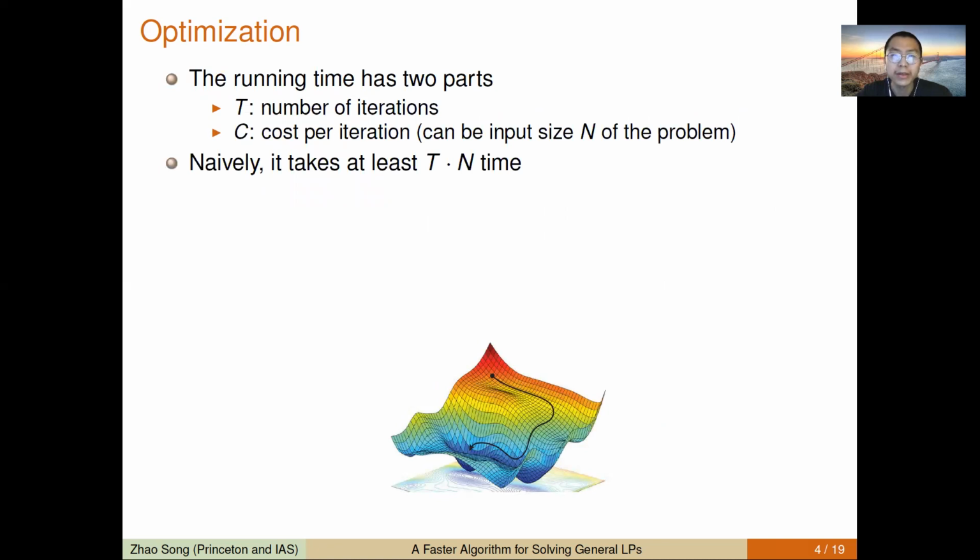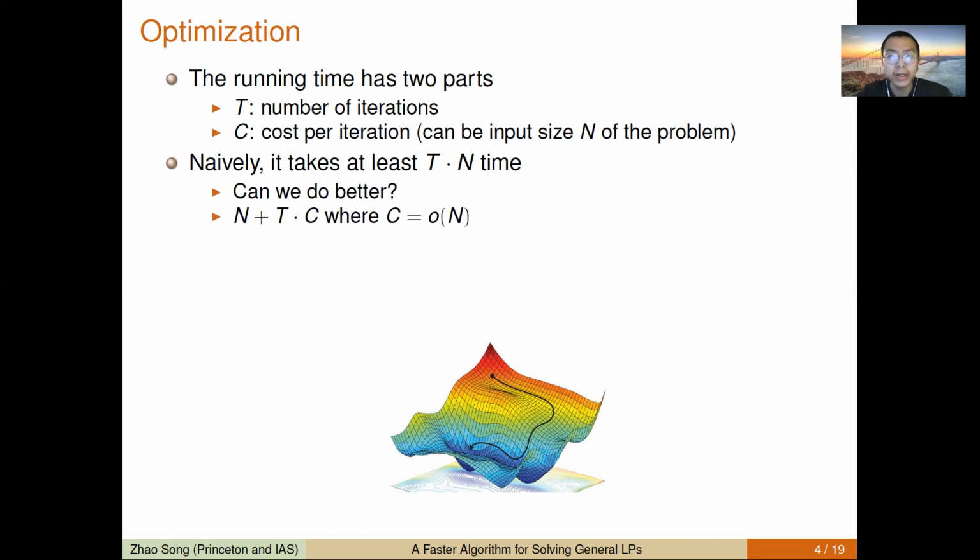So naively, this algorithm will take capital T times capital N time, where T is the number of iterations and N is the input size, because in every iteration you need to read the whole problem. And the question is, can we do better?